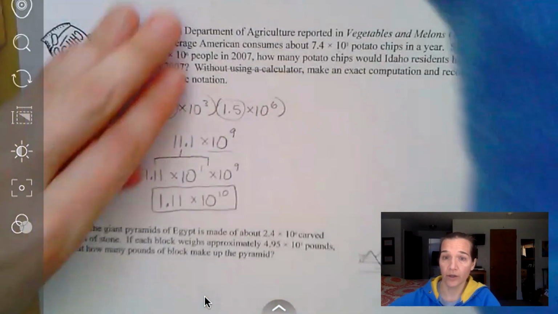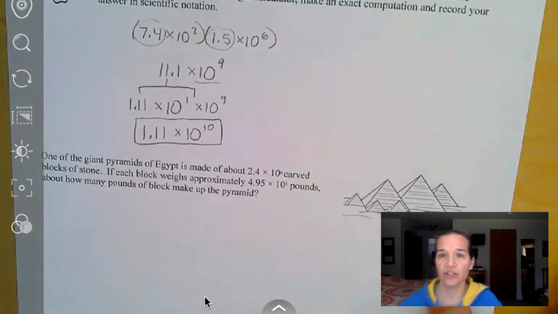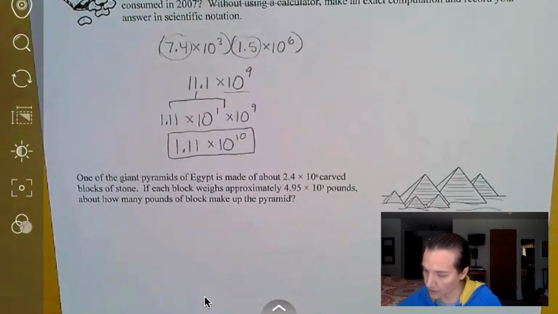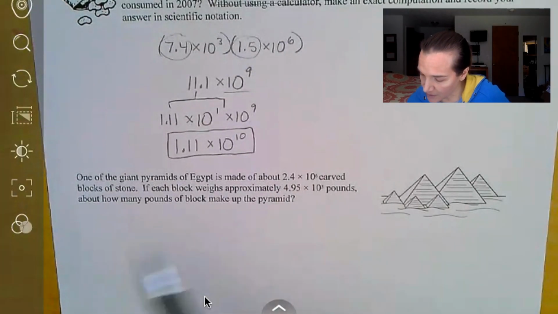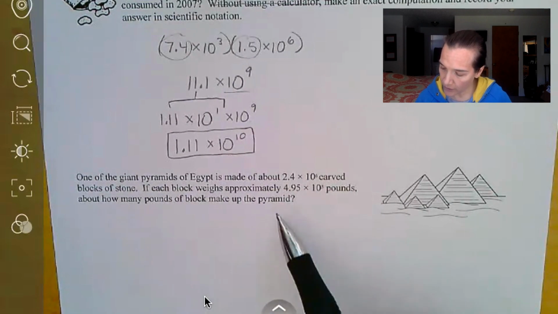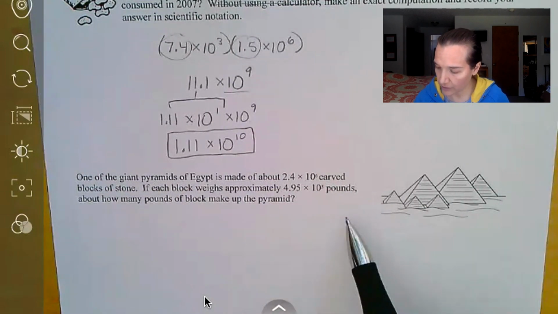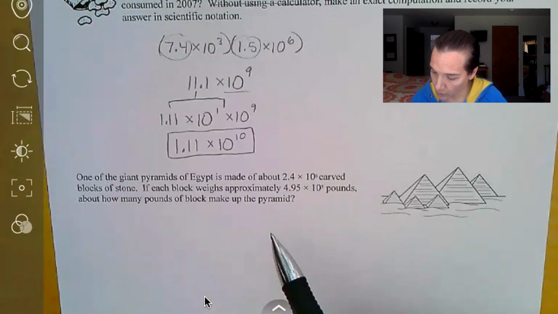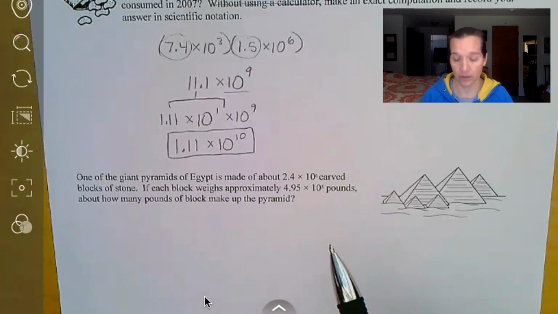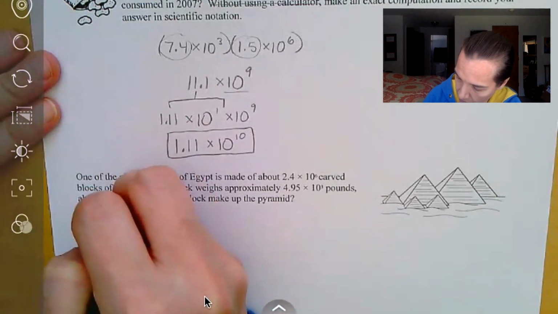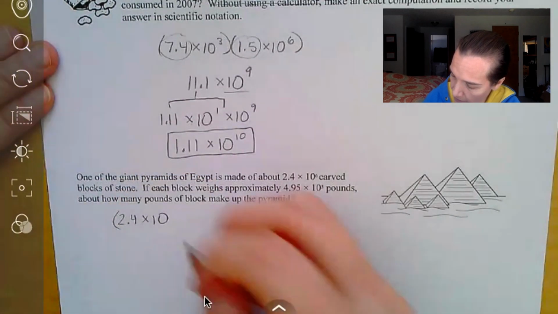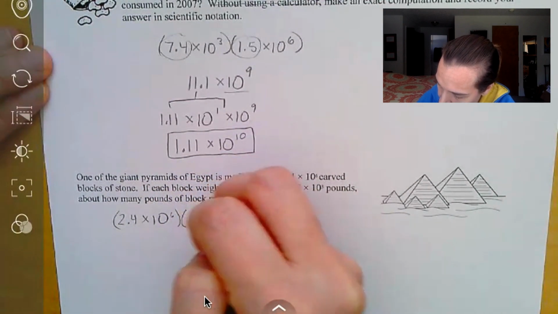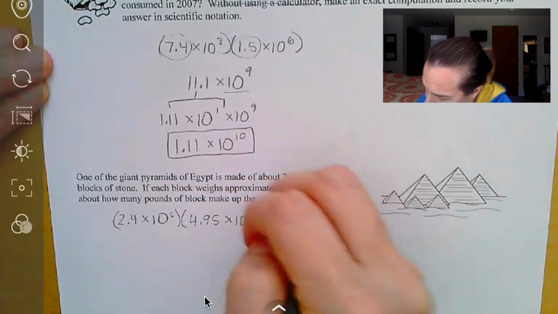All right, last one. Ooh, the pyramids. One of the giant pyramids of Egypt is made of about 2.4 times 10 to the 6th power carved blocks of stone. If each block weighs approximately 4.95 times 10 to the 3rd pounds, how many pounds of blocks would make up the pyramid? So, wow, that's a lot. We're going to multiply these out. And so we're going to write that out. 2.4 times 10 to the 6th power times 4.95 times 10 to the 3rd power.